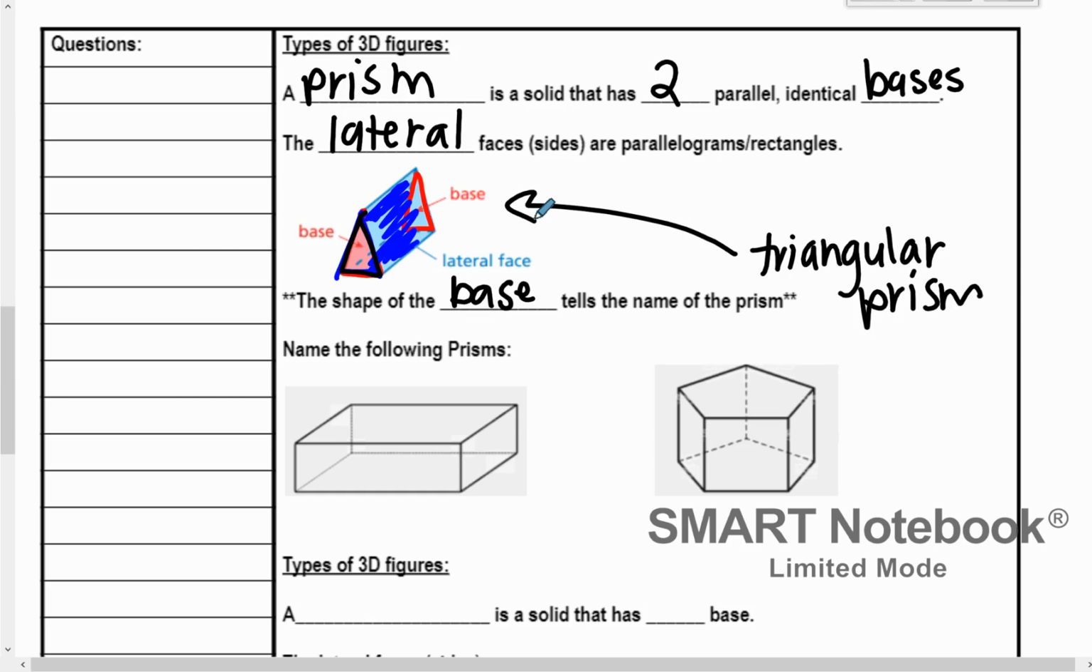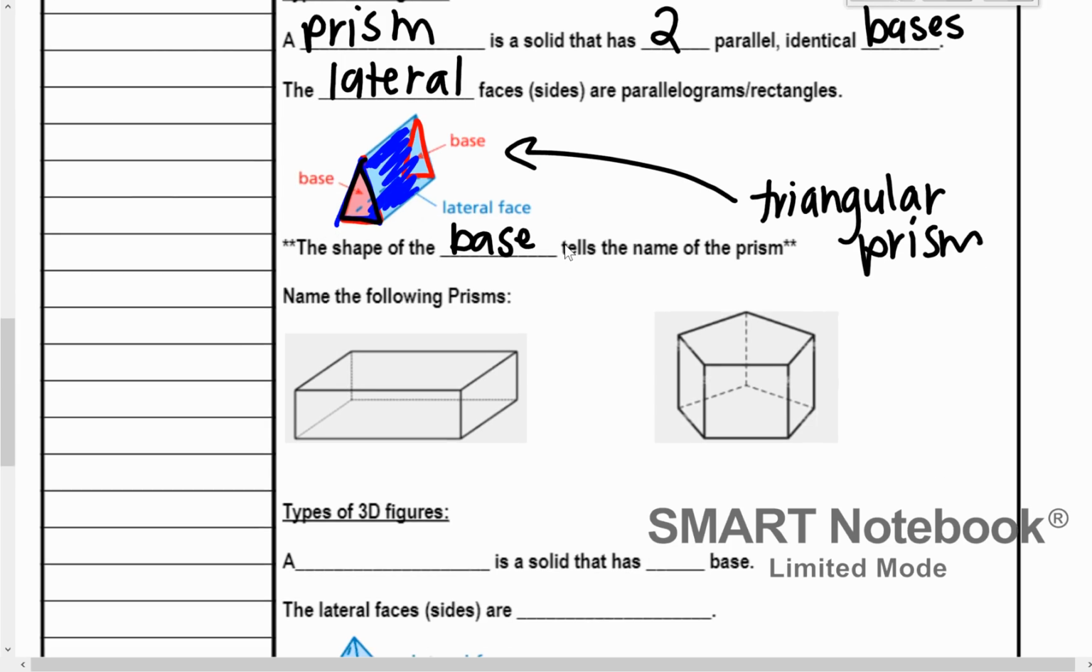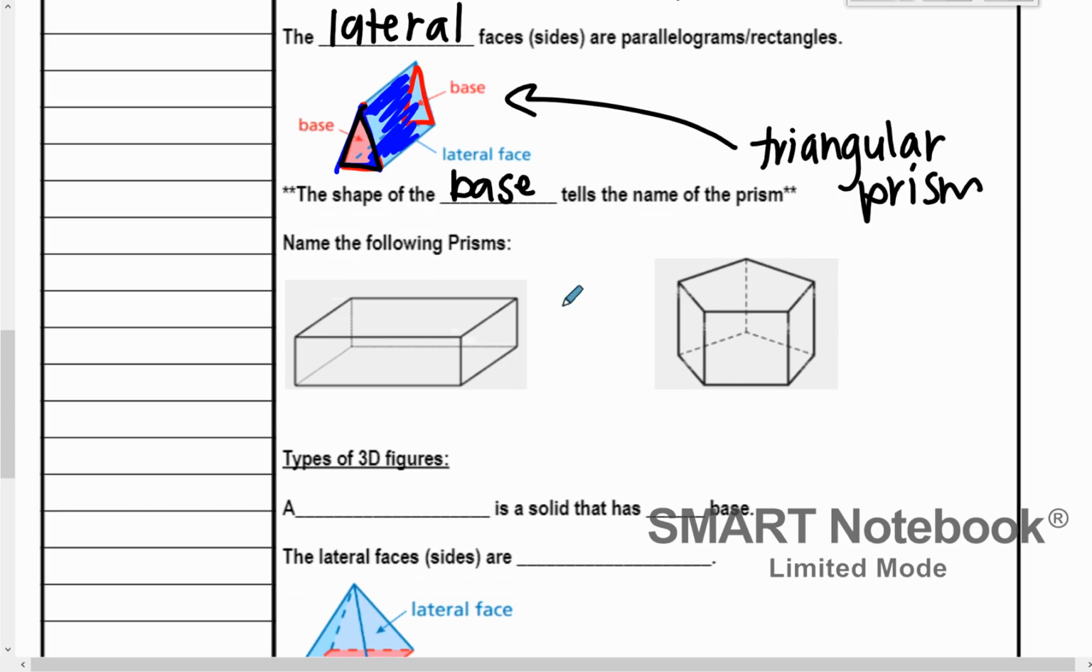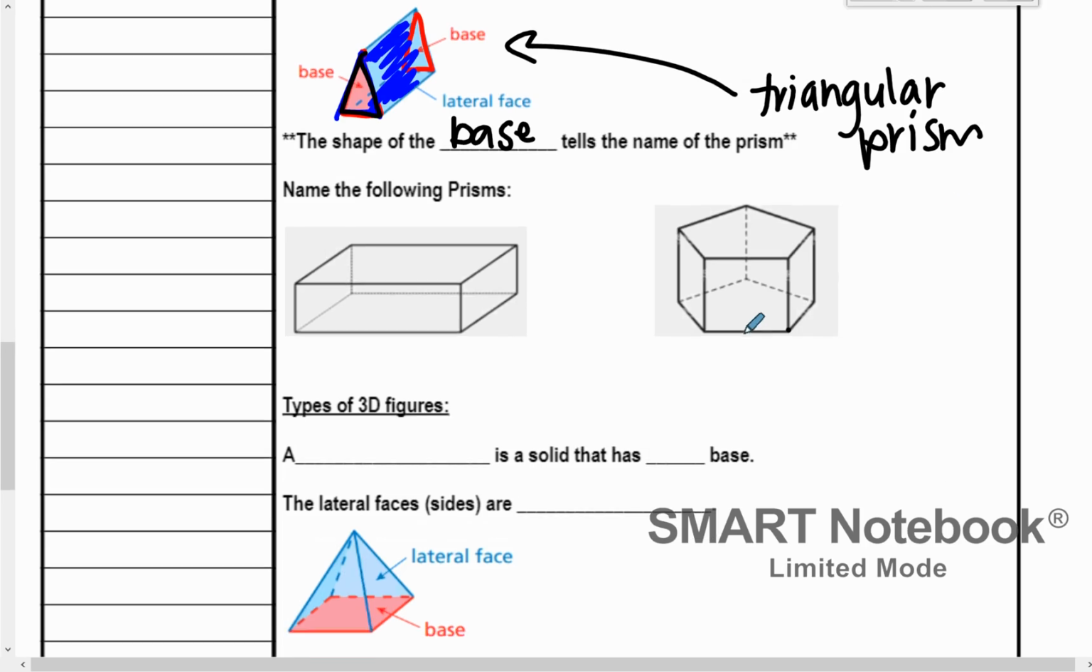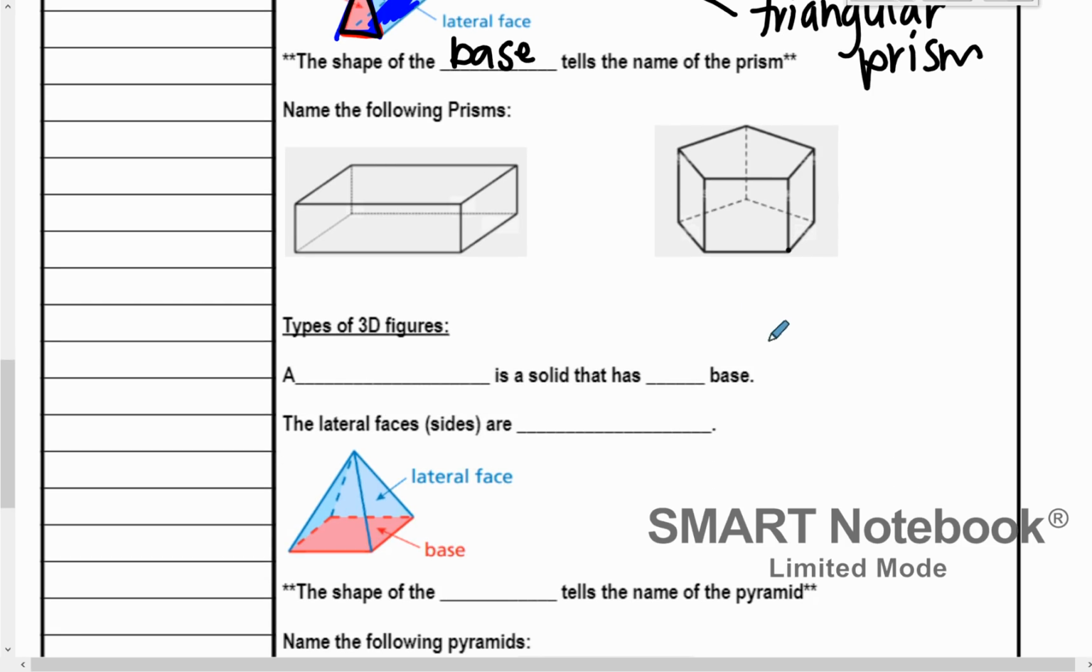Okay. I want you to pause the video. Now I'm telling you these are prisms, so it's not that difficult. I want you to pause the video and I want you to name each of these prisms, then resume the video to check. Okay, so if you are listening to me now, you should already have named these 2 shapes and you are just using this video to check your answers.